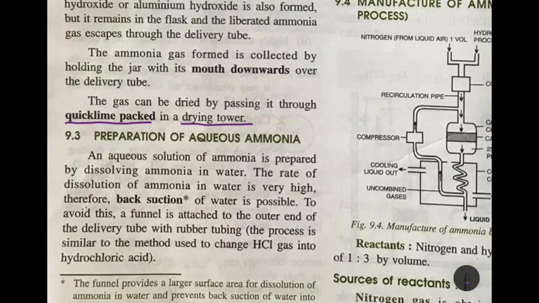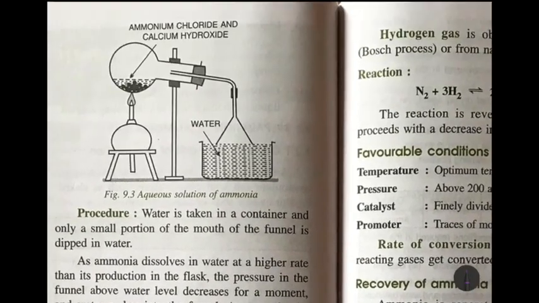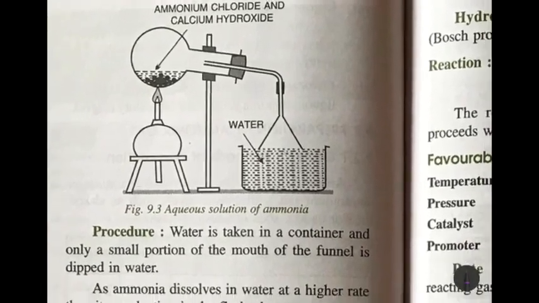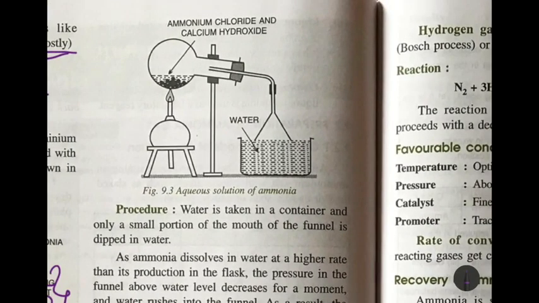Next is the preparation of aqueous ammonia. An aqueous solution of ammonia is prepared by dissolving ammonia in water. The rate of dissolution of ammonia in water is very high. Therefore, back suction of water is possible. To avoid this, you can see a funnel in this diagram, showing how the aqueous solution of ammonia is prepared.